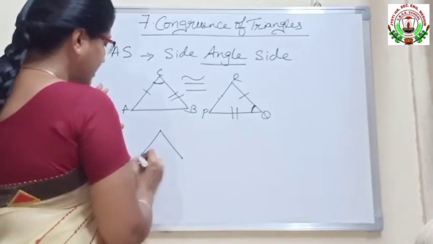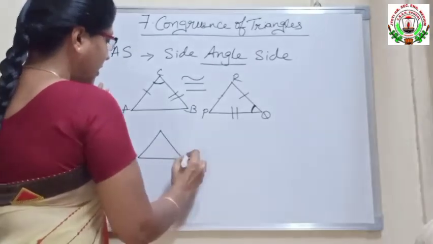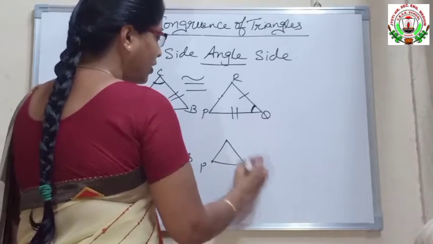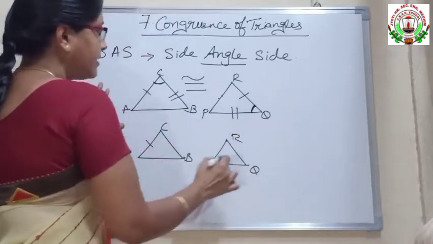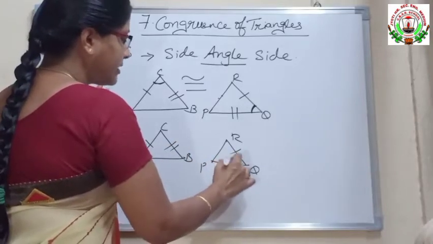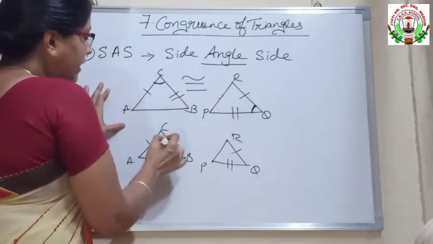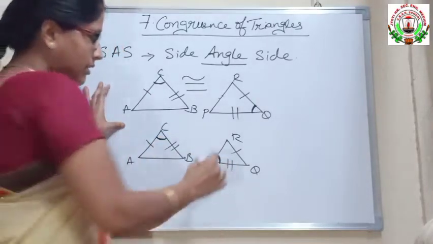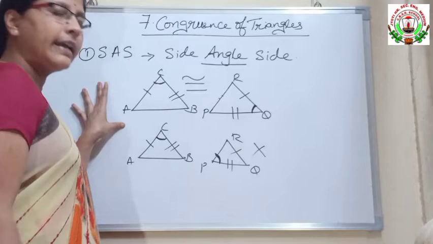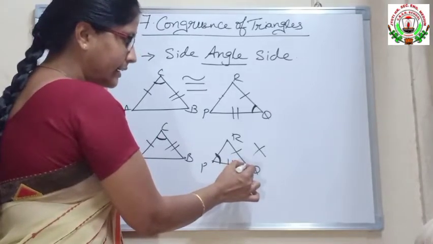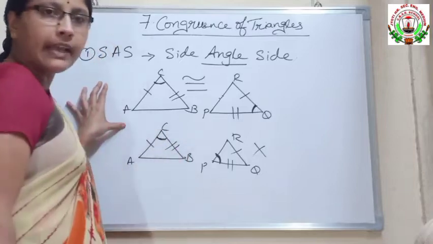Think if it is like this, ABC and PQR. This side is equal to this side, and this side is equal to this side. But the included angle here is not equal to this angle. Then these two triangles are not congruent, because the included angle here is not equal to this angle.